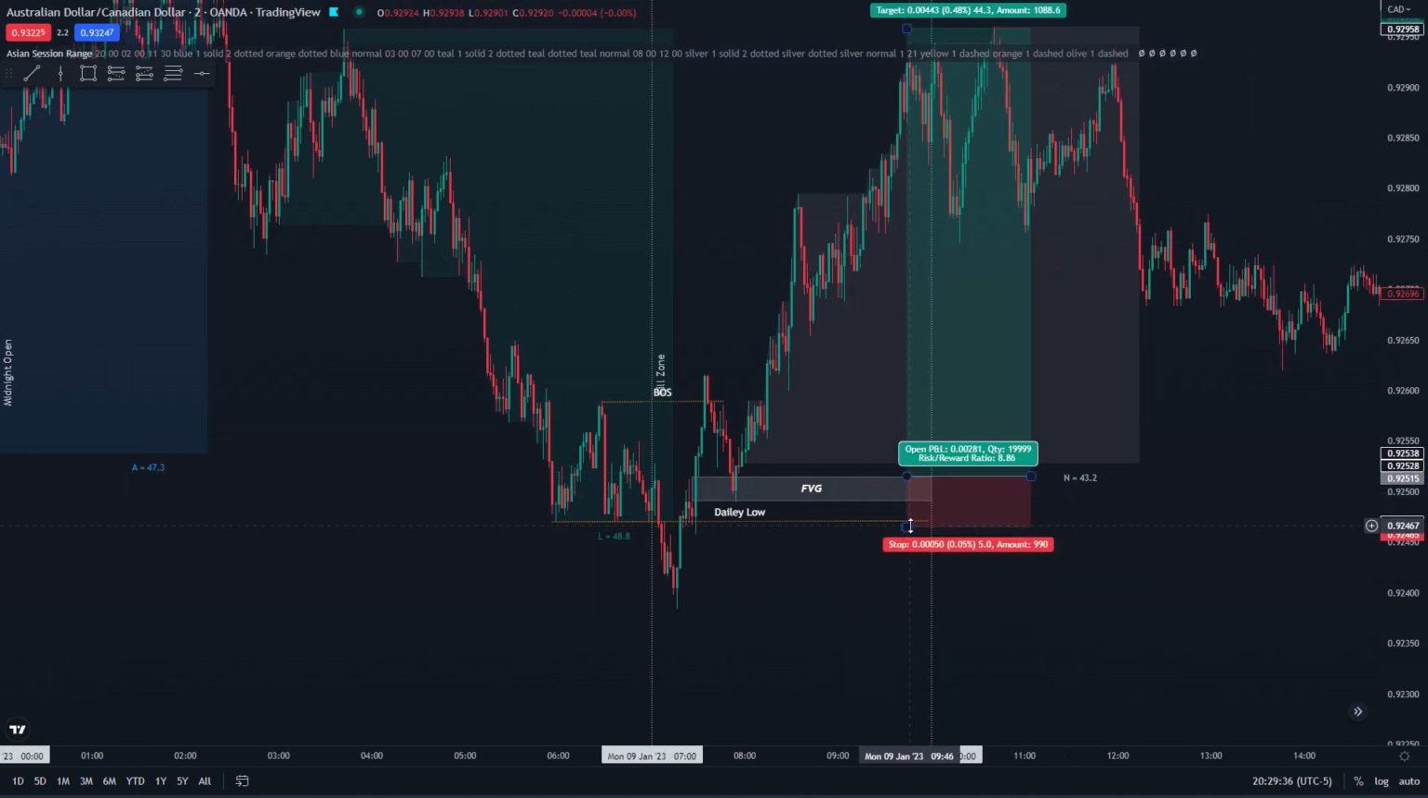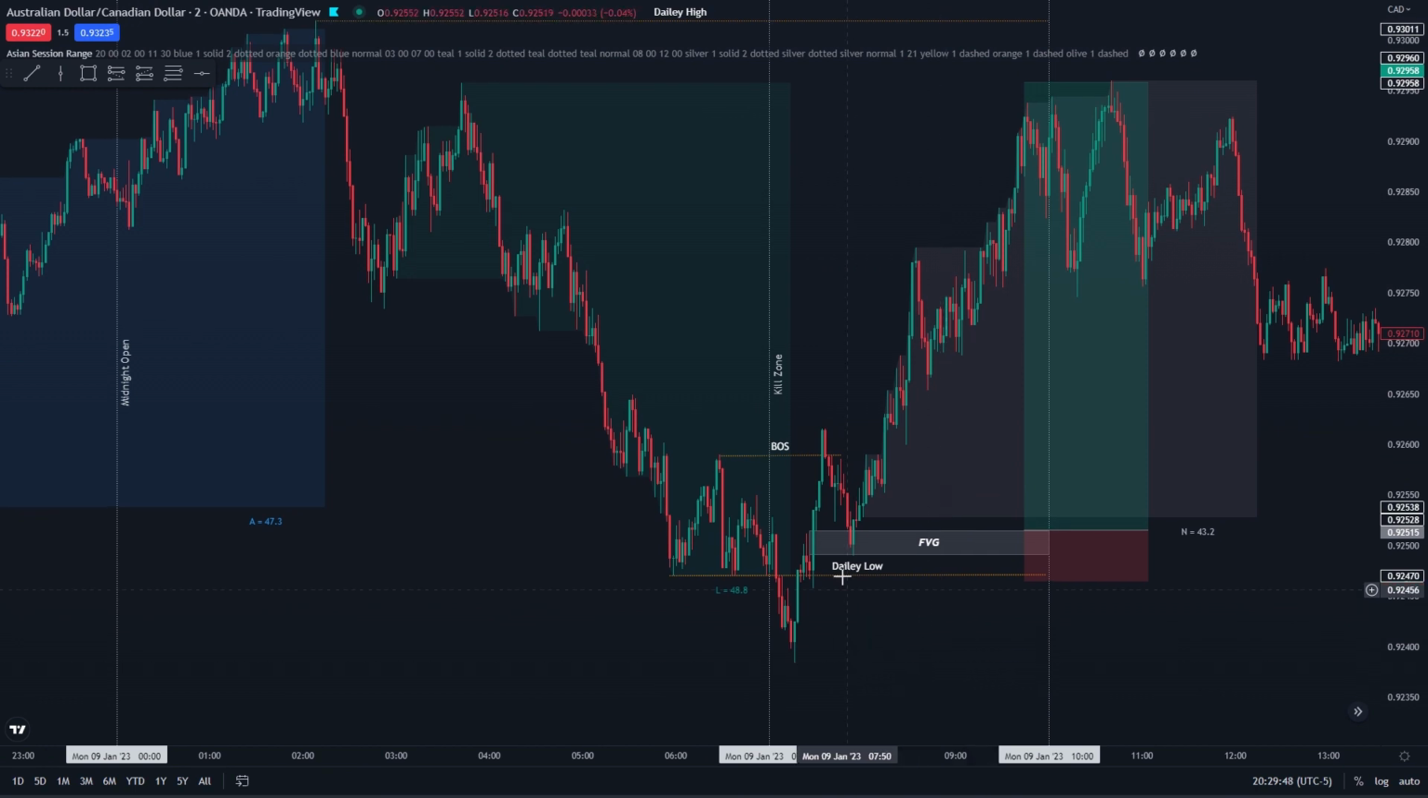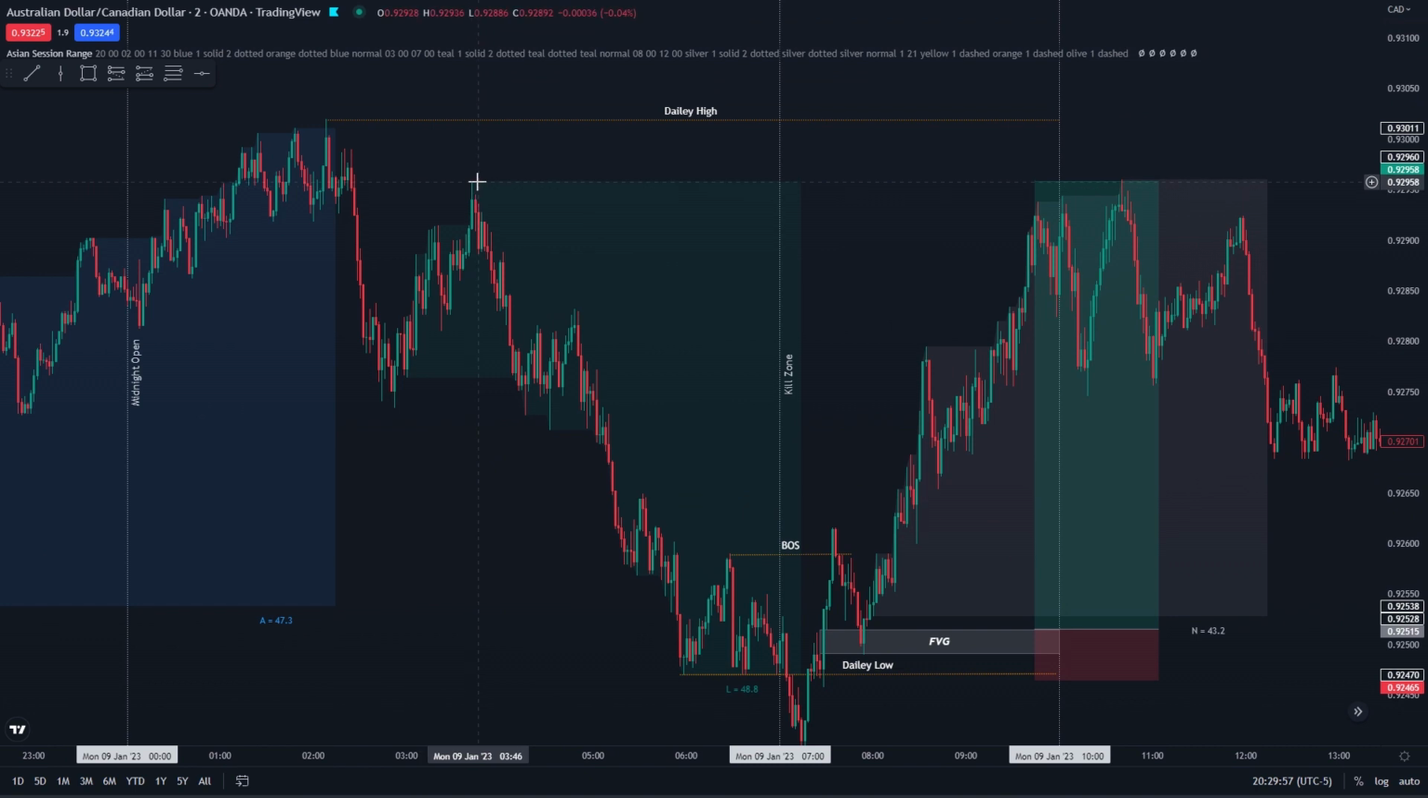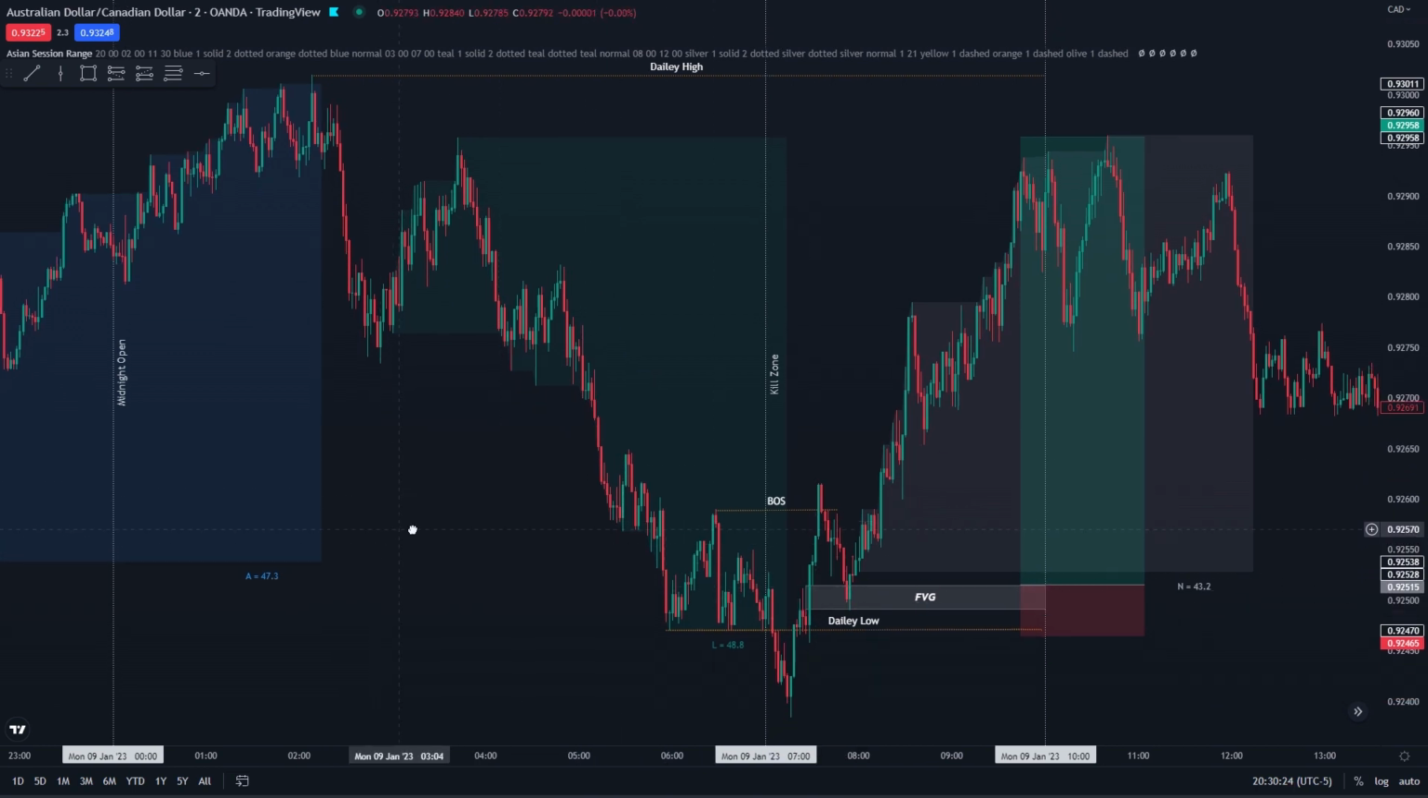We will put our stop loss just below the swing low, or we can put it below the candle that created the fair value gap. For take profit, we can target our swing high, or we can go for the daily high, or we can target the swing high right here. You can swing for any one of these highs right here.